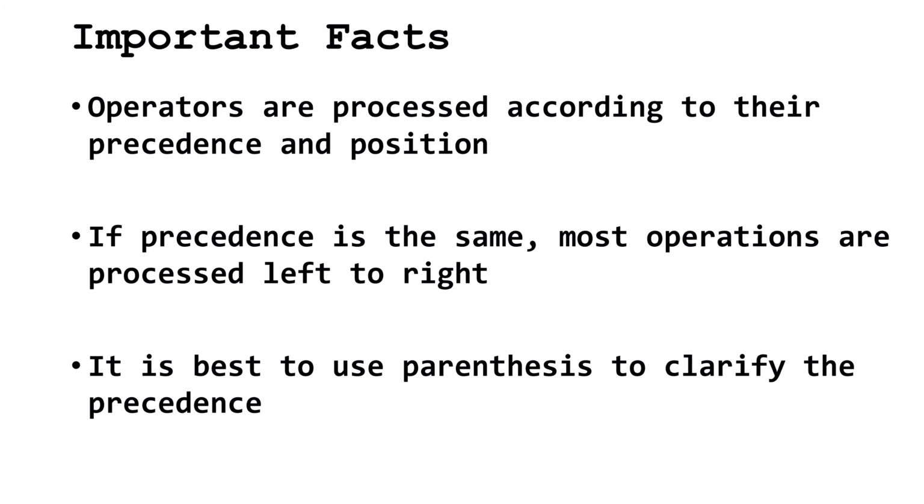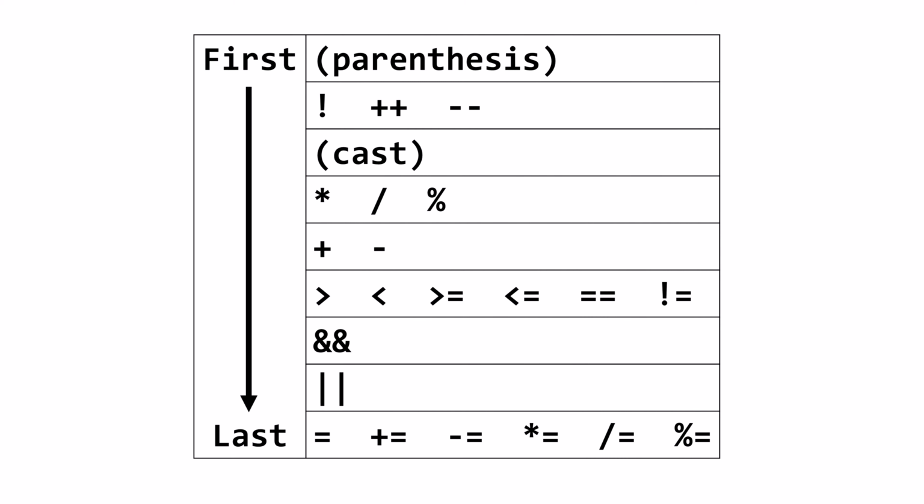It's best to use parentheses to clarify order. We want to make it as easy as possible for other programmers to read our code. Let's look at this table containing a simplified version of Java's precedence rules. This will cover 99% of the circumstances you're going to encounter, and I'll have a link to a complete table in the video description. I encourage you to focus on the ones highlighted in yellow.